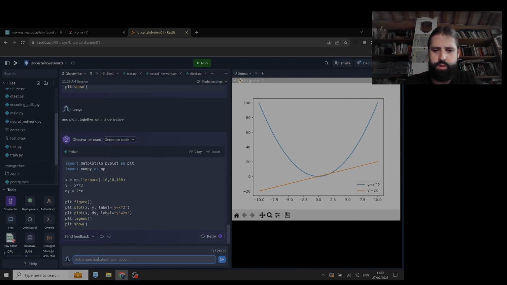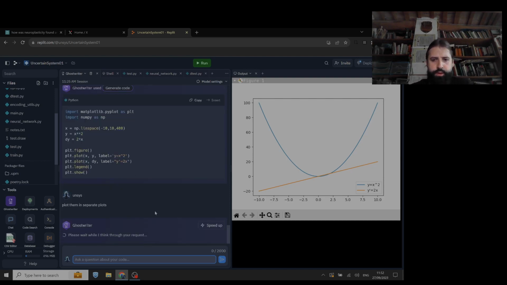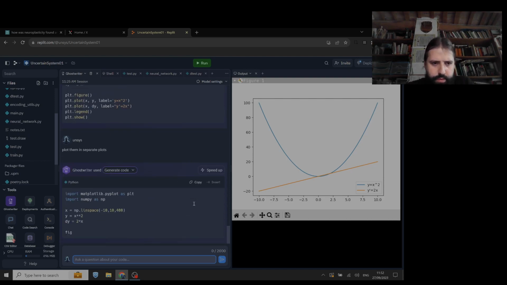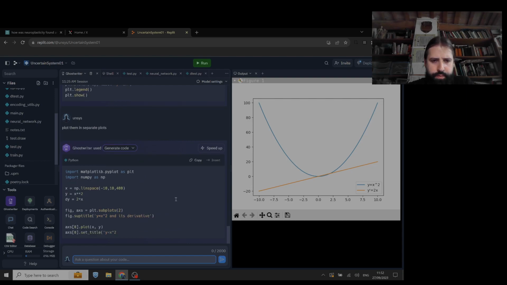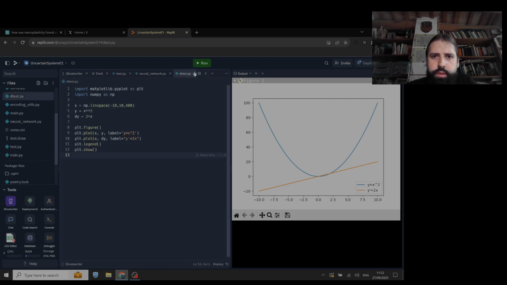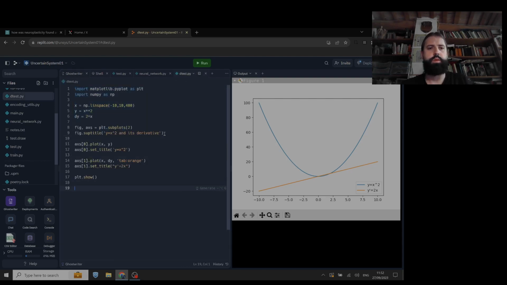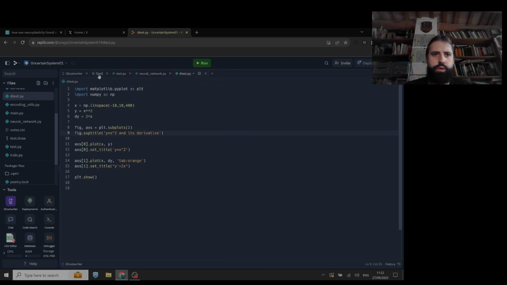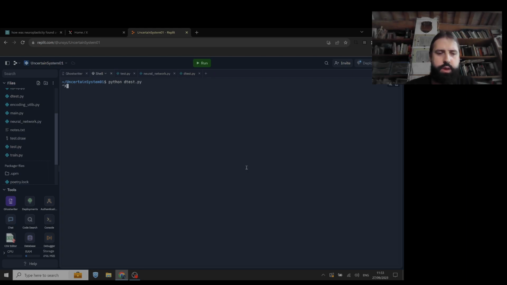Then plots... go to the shell and write the same thing.